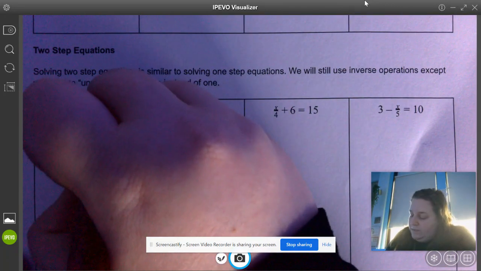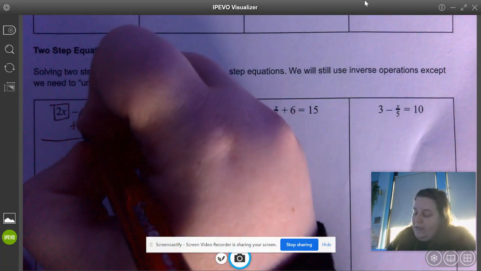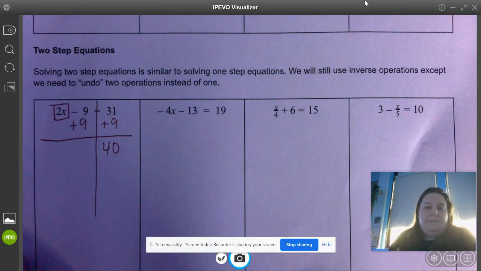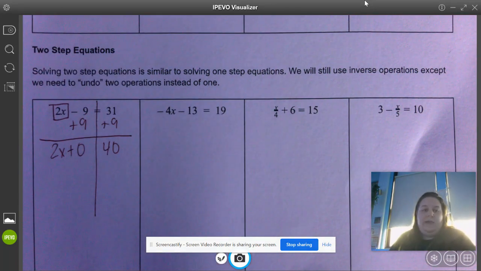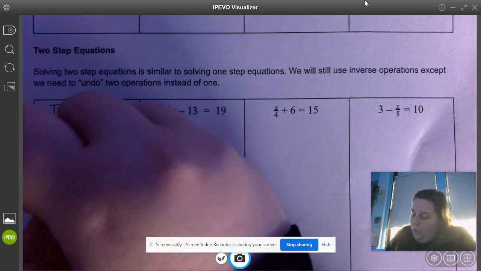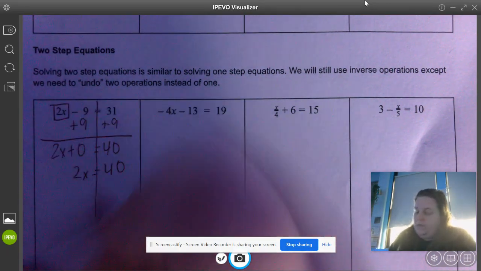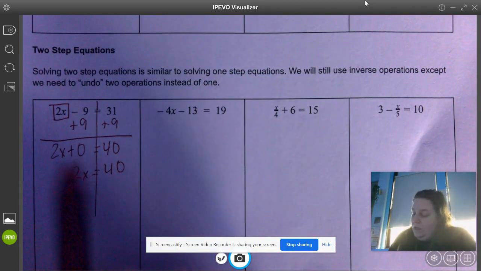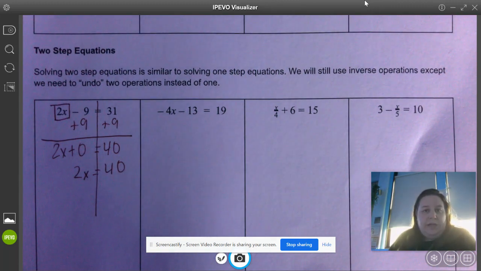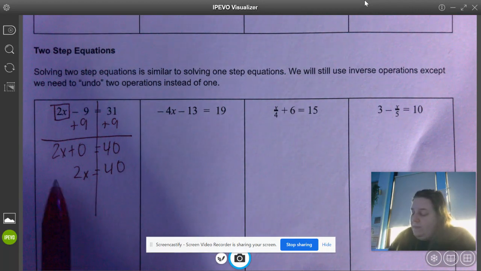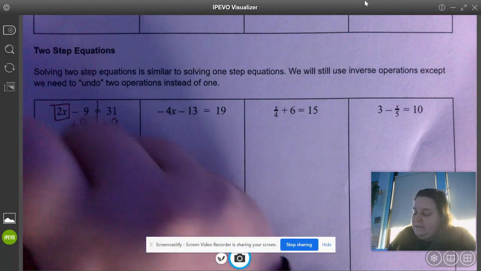So 31 plus 9 is 40. Now negative 9 plus 9, those are opposites. So that leaves us with 0, okay? And then we bring down the 2x, what we haven't used yet. So 2x plus 0 equals 40, or 2x equals 40, which is what we want, okay? So this is 2 times x since they're next to each other. The opposite of multiplying is to divide.